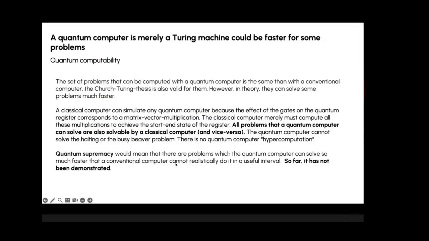So now going to quantum computability. The set of problems that can be computed with a quantum computer is the same as with a conventional computer. The Church-Turing thesis is also valid for them. So that's important. It's not that quantum computers could be hypercomputers. A hypercomputer would be a computer that could solve problems that Church-Turing computers cannot solve. Now I think it has been proven that there can be no hypercomputers, because hypercomputers would have to be able to process infinitely long numbers as input.